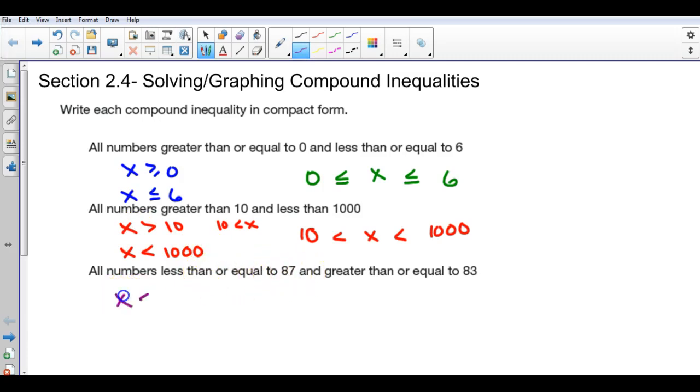So I want x to be less than or equal to 87 and greater than or equal to 83. So x is greater than or equal to 83. Let's write this from least to greatest. I would put the 83, and then I'd put the x in the middle, and then I would put my 87. And I know that x is less than or equal to 87. And then if I flip-flop this, because x is greater than or equal to 83, I would write it as 83 is less than or equal to x.